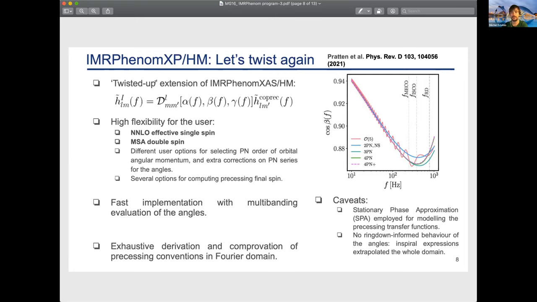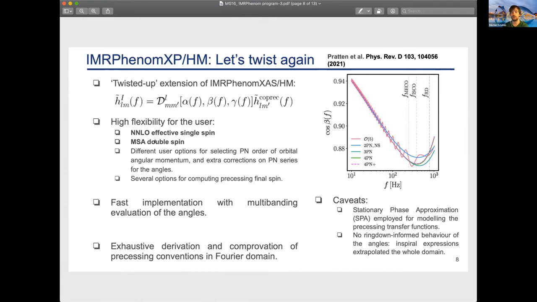It is based on the standard twisting-up approximation employed in other precessing models, but here the focus is on allowing a high flexibility for the user. It incorporates the analytical description of precession that was included in the previous generation in the Phenom Pv2 model. But it also incorporates as default a recent analytical description of the Euler angles based on a multiscale analysis of the generic double spin system, and therefore it includes more degrees of freedom than the previous approach. It includes double spin information.